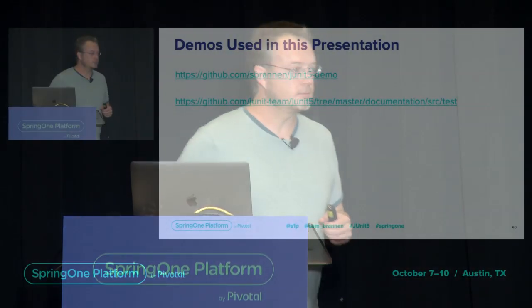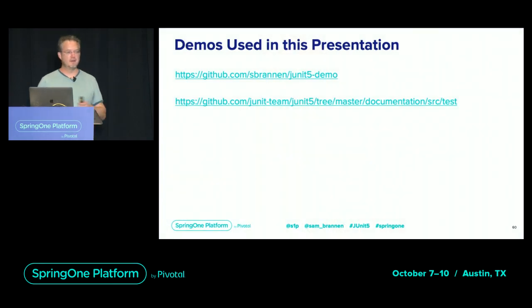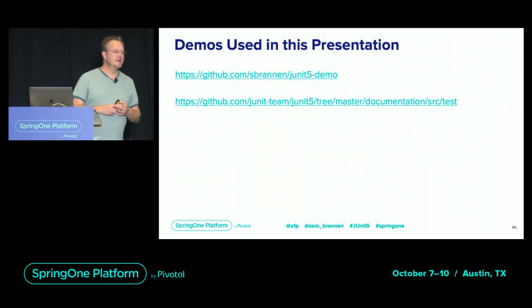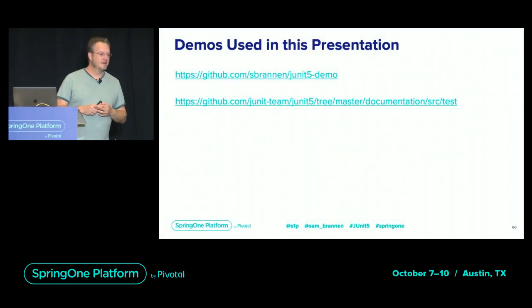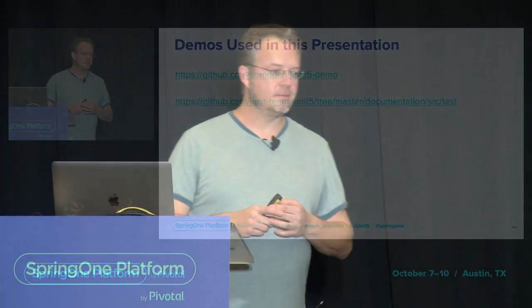Sorry, back there. Can I go back? Yes. To where? That one. Okay. Yes. So how does the parallel testing work with nested tests?